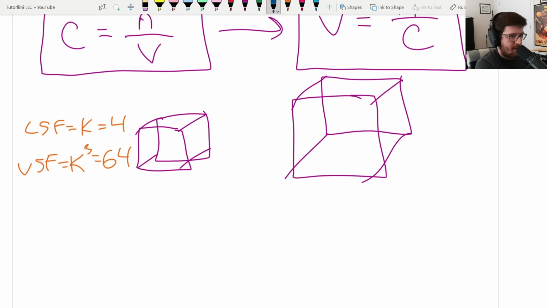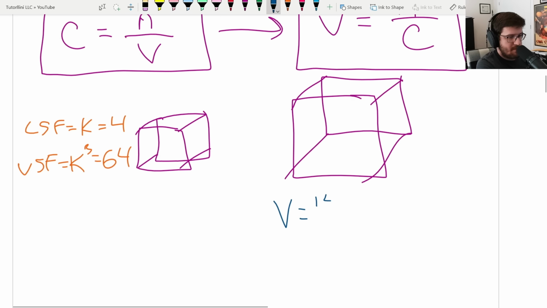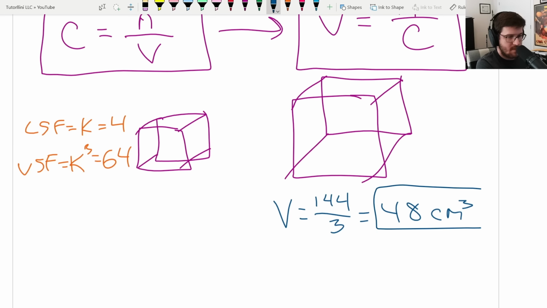So let's do that. So V equals, what is it? N over C. So N is 144 moles. And the concentration is 3. Let's see what that gives us. Gives me 48 cubic centimeters. Let's add that to our picture.